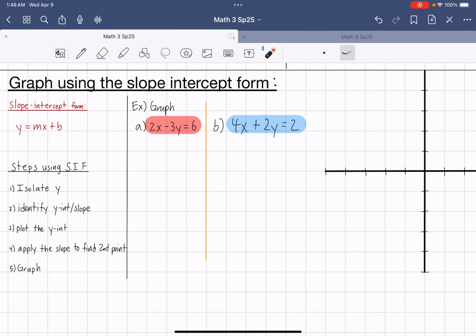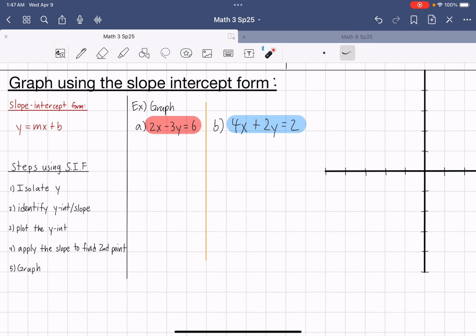Now let's talk about graphing using slope-intercept form. Using a table is always going to be a great tool to have in case of any equation or any function you're trying to graph. You can always use a table. But sometimes it's nice having techniques that can help you graph some of your equations a little bit faster. And this is one of them.